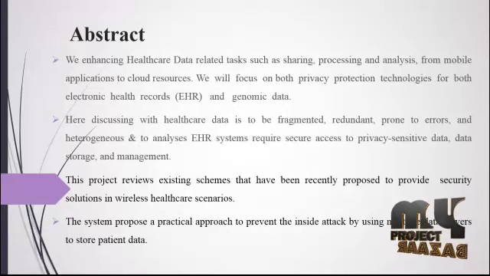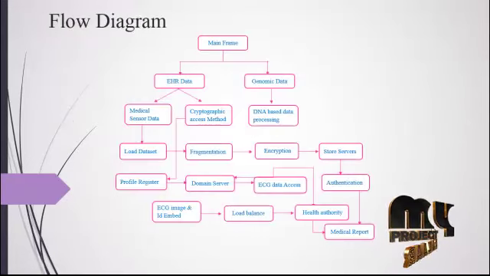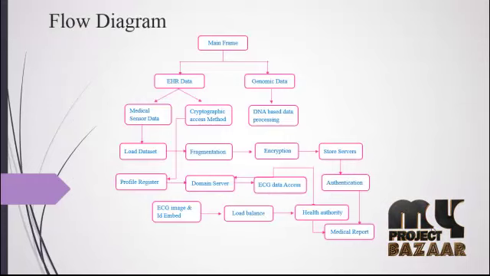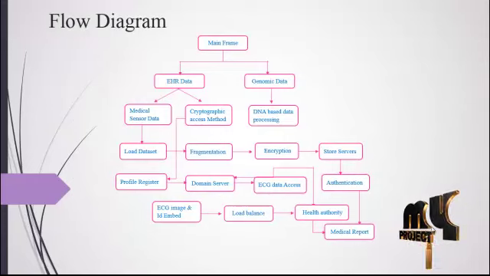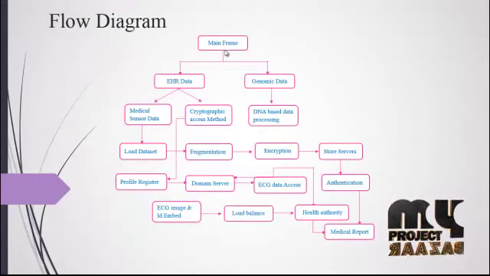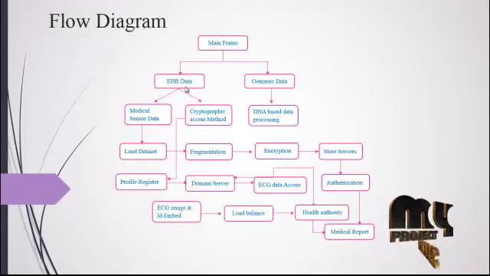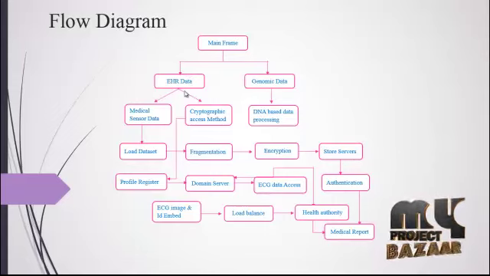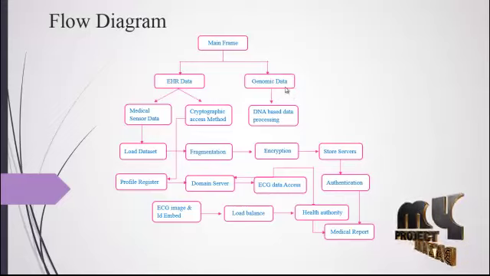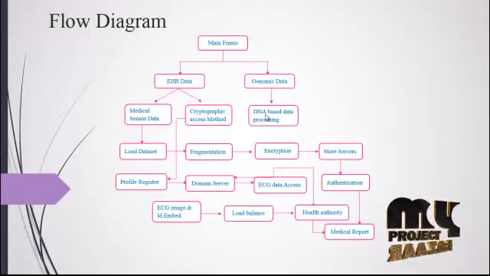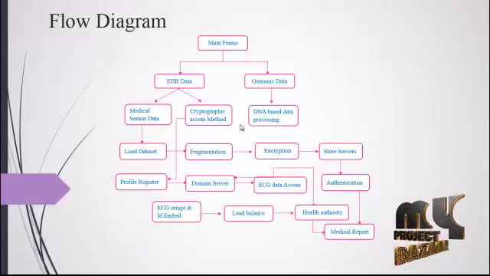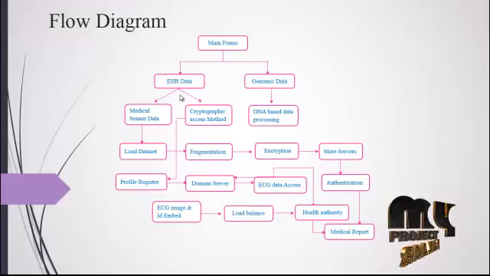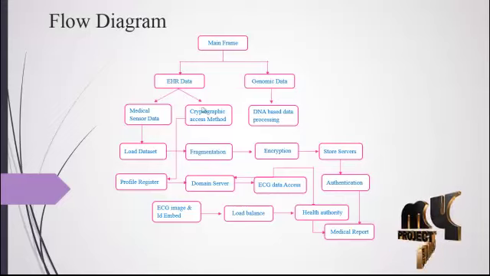Okay, so this is the data flow diagram for big data privacy in biomedical research. First of all, we start with the mainframe. The mainframe is divided into two parts: one is the EHR data, the patient's electronic health records data, and the other is the genomic data. Genomic data means DNA based data processing, but in this submission we will not deeply process the genomic data. We will focus only on the EHR data.